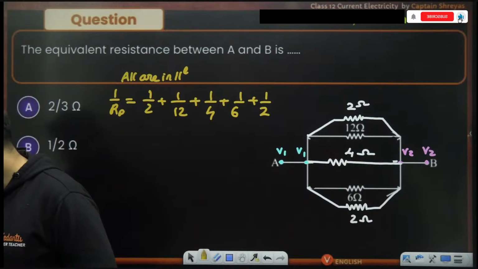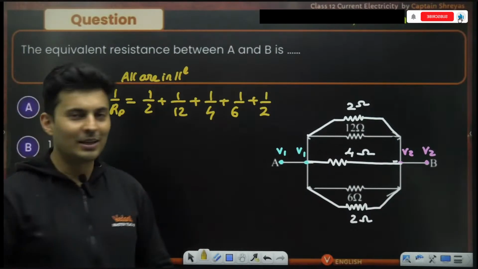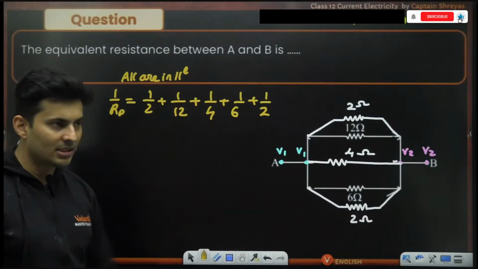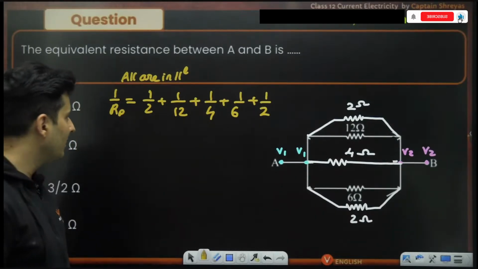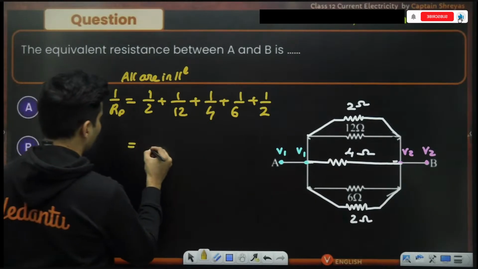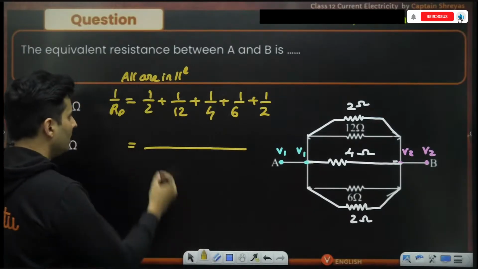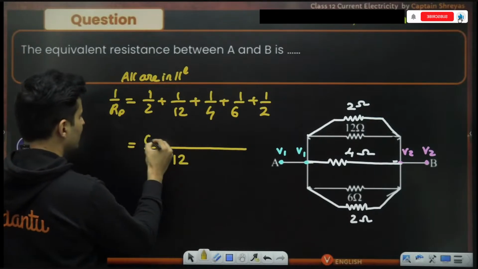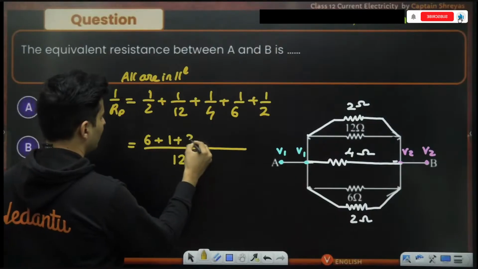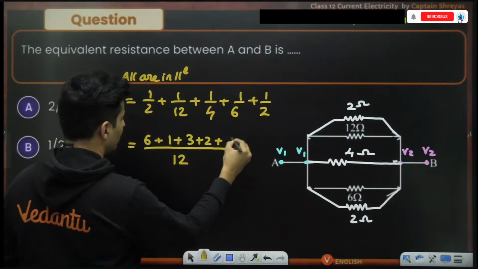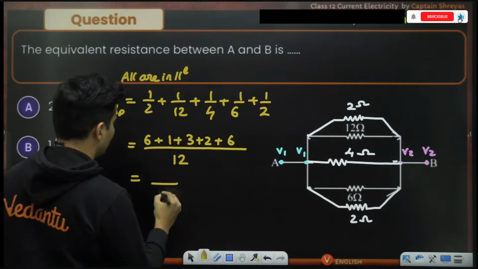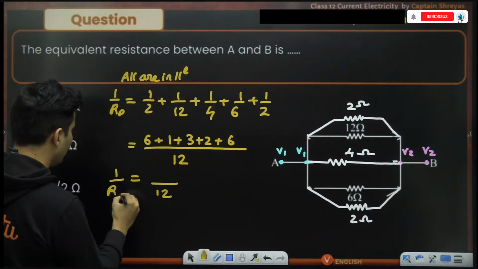Okay, you learned that in class 10, great, but some people forgot, I think, nevertheless. Now do the maths. Yes, the LCM is already there. It is basically 12. Yeah, it's 12. So put 12 over here. This will be 6 plus 1 plus 3 plus 2 plus 6. That's it. How much by 12 is 1 by Rp?